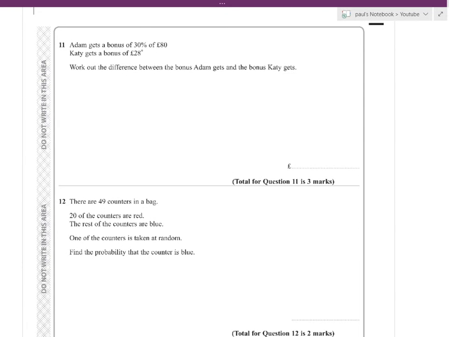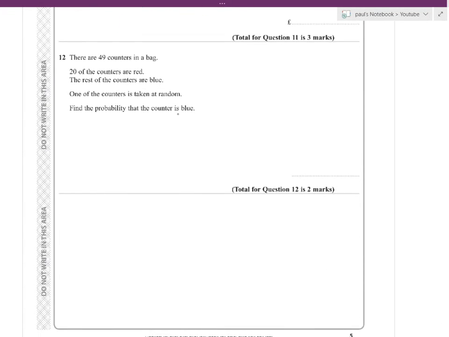Adam gets a bonus of 30% of 80. Kathy gets a bonus of £28. What's the difference? So 80 times 30%. 80 times 30 divided by 100 is £24. So Adam gets 24. So the difference, 28 minus 24 equals £4.